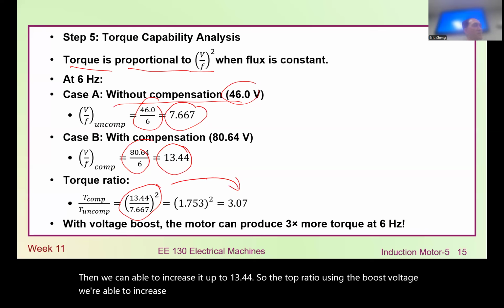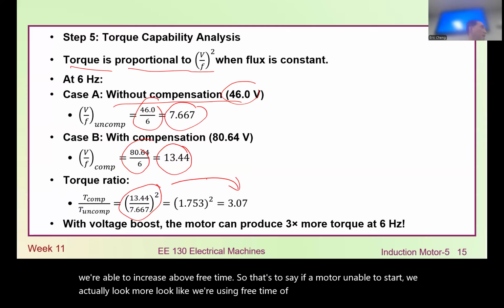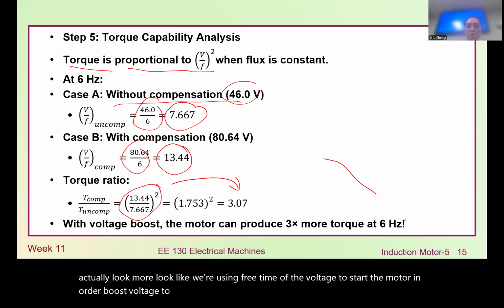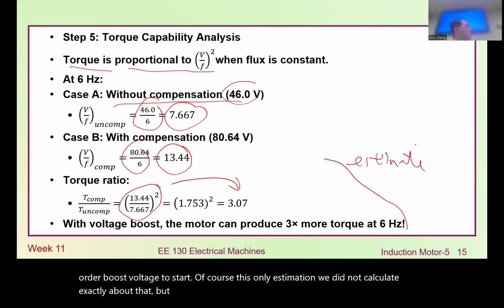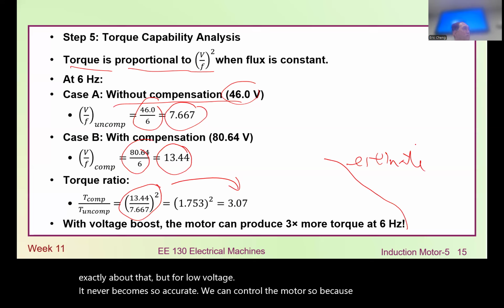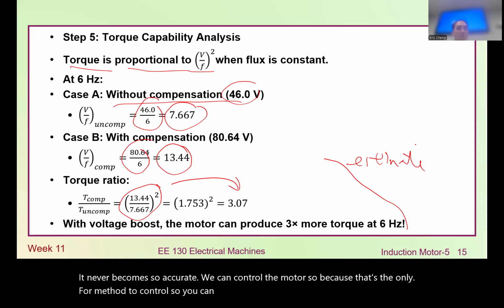So that's to say, if a motor is unable to start, it looks like we're using 3 times the voltage to start the motor. Of course, this is only an estimation. We did not calculate exactly. But for low voltage, it never becomes so accurate that we can control the motor, because that's the only simple method to control. So you can see that using compensation, we're able to boost up the torque quite a lot.